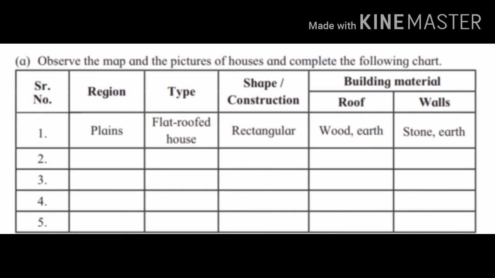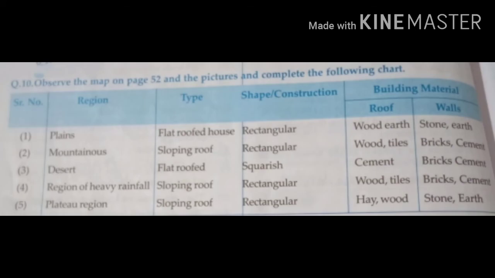Like that, we have to find out the other four, that is mountainous regions, desert regions, regions of heavy rainfall, and plateau regions. To make your work light, I have already given the answers on the screen. So students, you can copy this down in the classwork book and keep a record of which type of houses and what construction, which building material should be used to complete the following chart. But try to find and note down the reasons why these differences occur in the construction of houses according to the regions.